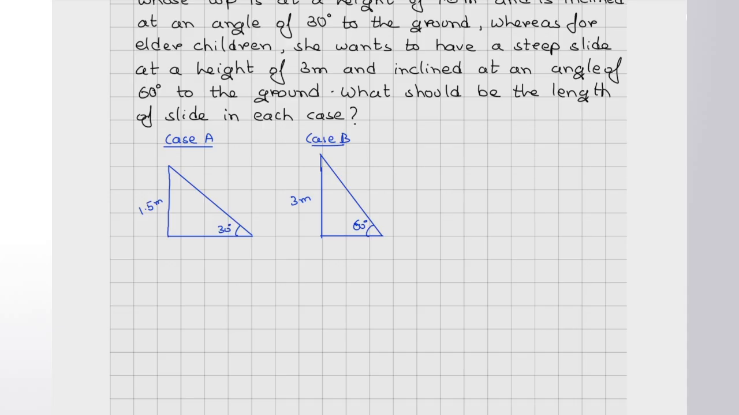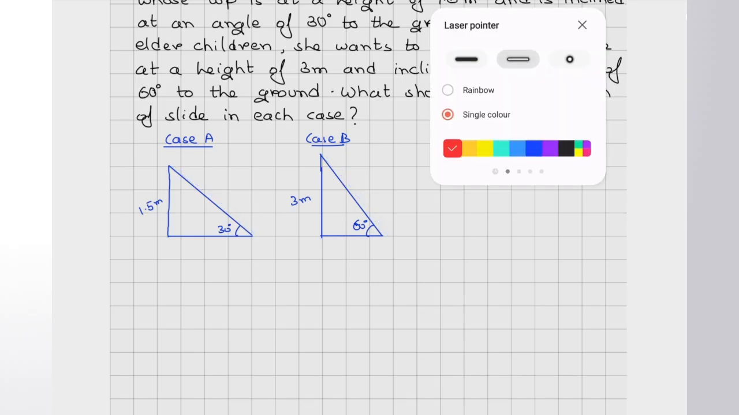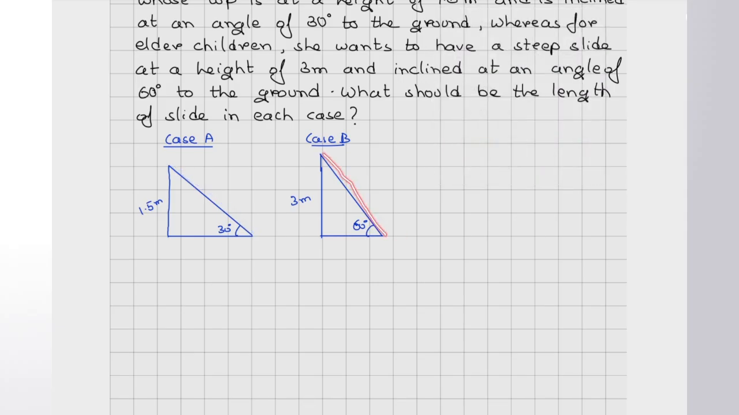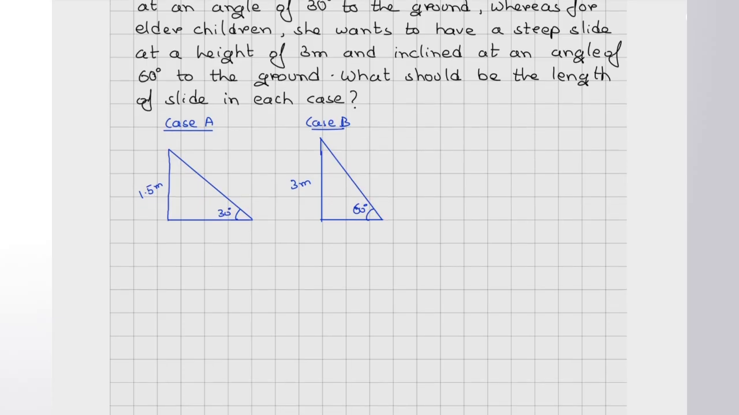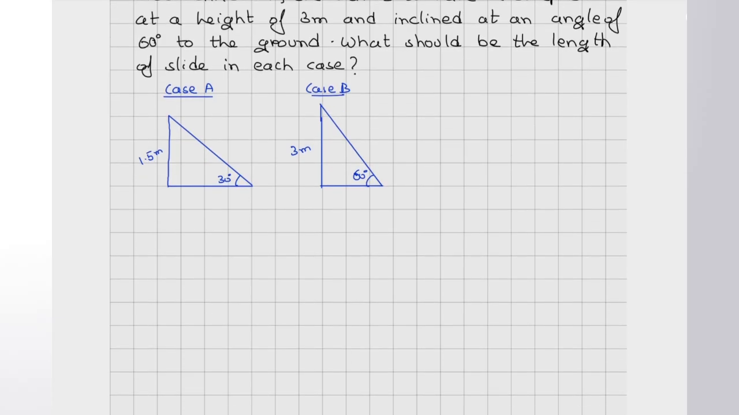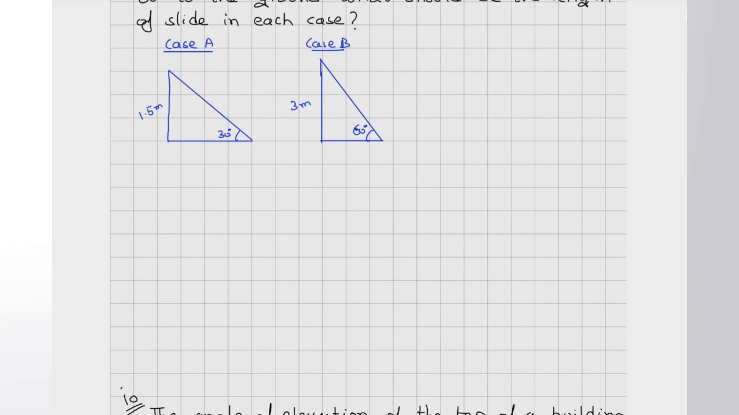Okay, now they are asking us to find the hypotenuse of each case, this and this. Let me change the color of highlighter, which is red. ये पूछ रहा है हमसे, ये और ये, the length of the slide. So which will we use? We'll use sine again. See, we know the opposite, we don't know the hypotenuse. We'll use the value of sine.